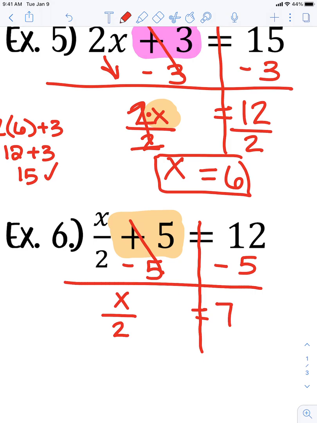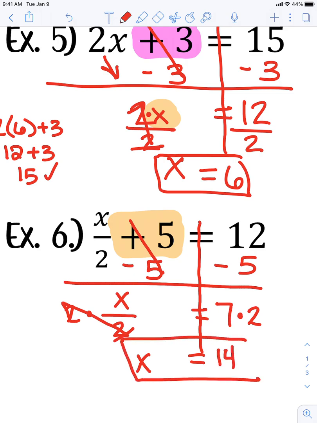Okay, now we're dividing by 2. So remember, the opposite of division is multiplication. So I want to multiply both sides by 2. Again, what you do to one side, you have to do to the other. It has to be balanced. So 2 times 1/2 makes a 1. I bring down my variable. 7 times 2 is 14. That would be my answer.